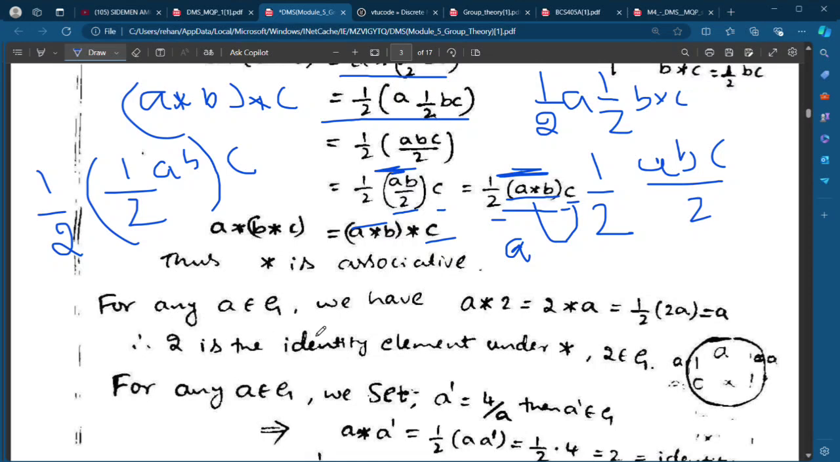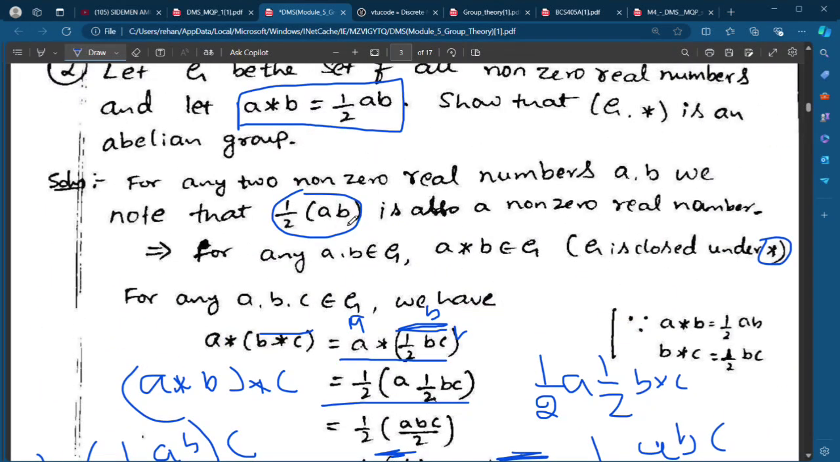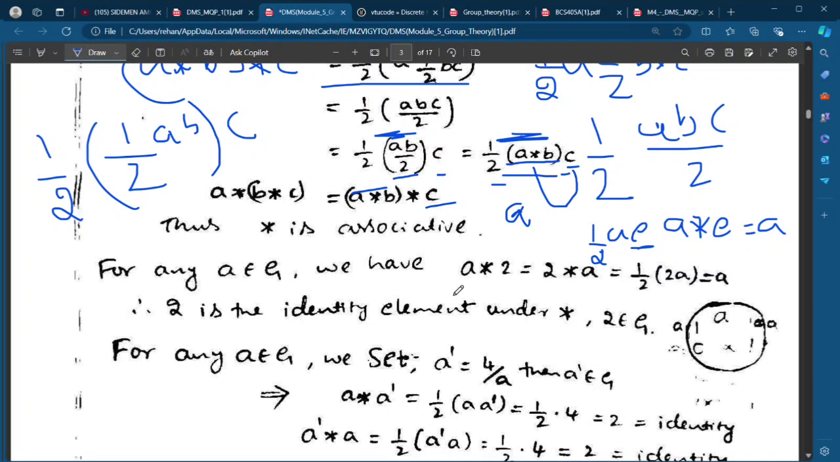Now what do I have to prove? Identity element. For any A belongs to G, A star E should give me A itself. I know that A star E is nothing but half into A into E. So this E should be such a number that I get only A. I know that half into A into B, so I have to take this value of B in such a way that the resultant answer will be only A.